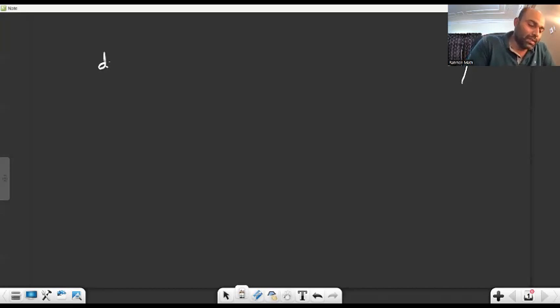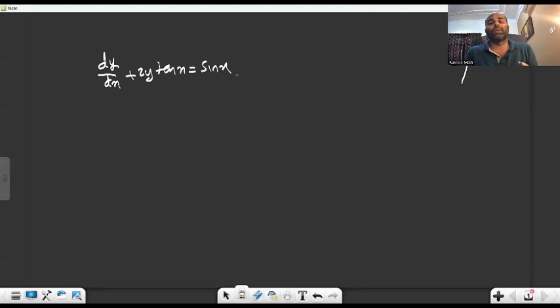dy by dx plus 2y tan x equal to sin x. Whenever you get dy by dx in a form like this, or we have to make it like that, we call this linear. There is a standard form I told you: dy by dx plus py equal to q, where p and q are either constants or functions of x.